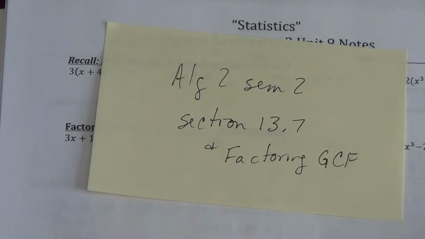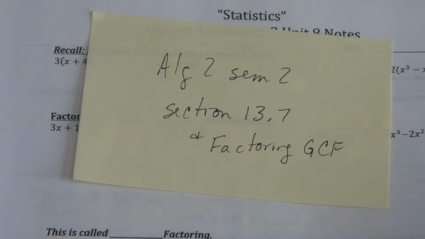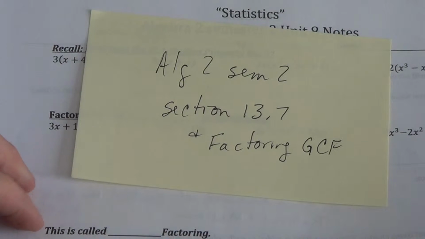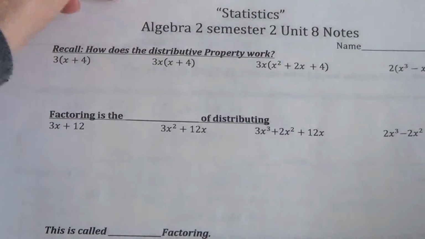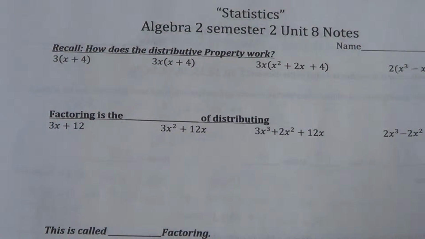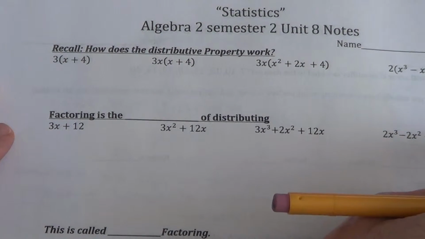Okay, this is Algebra 2, Semester 2. This is Unit 8 Statistics. It's the second lesson in this unit. It's section 13.7 and factoring with GCF. We'll warm up here with the factoring. This is completely a review from Algebra 1, or it should be.